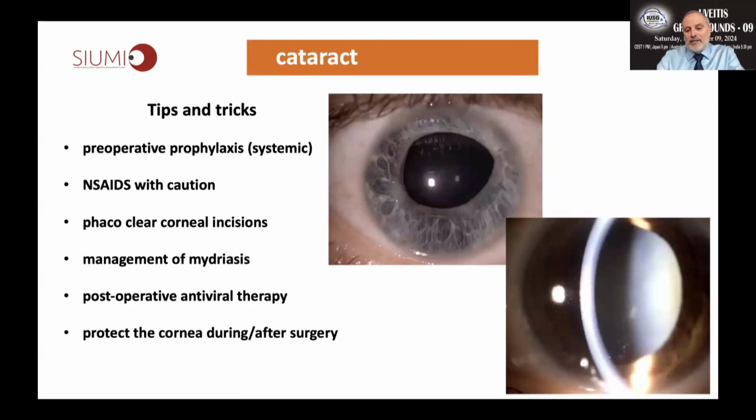And you have to protect the cornea during and after the surgery, because as everybody knows, after cataract surgery in normal patients, in old patients, we can have a disturbance of the ocular surface for as long as 6 months after the surgery itself.